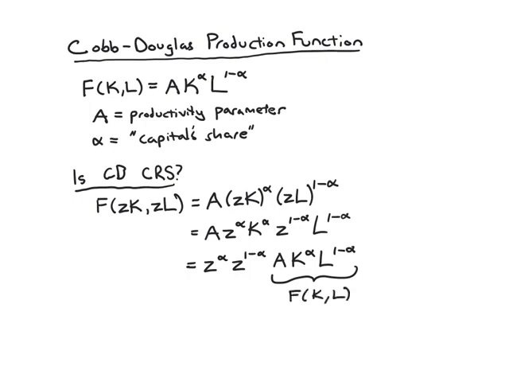So hopefully this part at the beginning, Z to the alpha times Z to the 1 minus alpha, will reduce down to Z. And we can see that that's true, right? When you multiply two things, you add the exponents. So we'll have alpha plus 1 minus alpha. So those cancel, and we're just left with Z. So Cobb-Douglas is indeed constant returns to scale. F of ZK and ZL is equal to Z times F of K and L. So it works out perfectly.